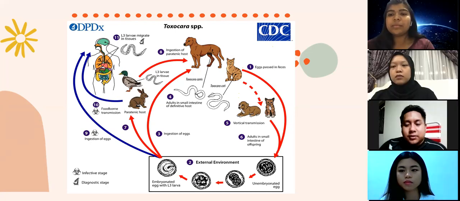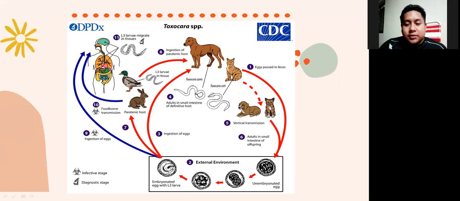So how does it transmit to the host? Humans or animals become infected by eating infective eggs which are found in the soil, either directly through contact with infected soil, or indirectly by eating food contaminated with infected soil, such as unwashed raw vegetables. The eggs are passed in the feces of infected dogs or cats. These eggs can remain in the soil for many months to years, but are not infective if they dry out.